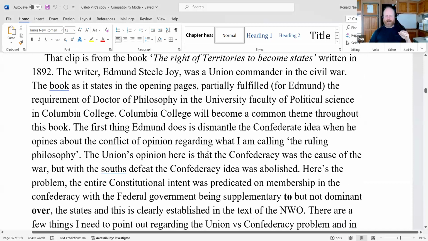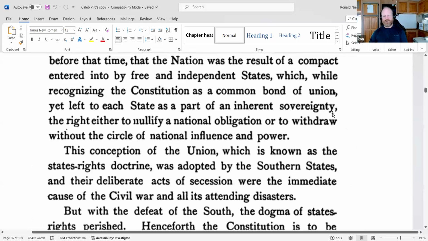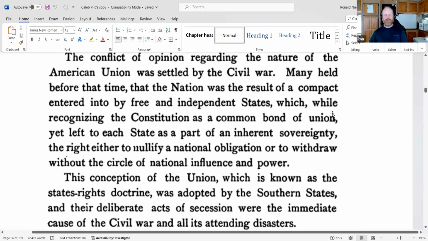That clip is from the book The Right of Territories to Become States, written in 1892. The writer, Edmund Steele Joy, was a Union commander in the Civil War. The book, as it states in the opening pages, partially fulfilled for Edmund the requirement of Doctor of Philosophy in the University Faculty of Political Science in Columbia College. And as I say, Columbia College will become a common theme throughout the book, and it does. So let's go back up. I'm going to read this to you very slowly, like we did before.